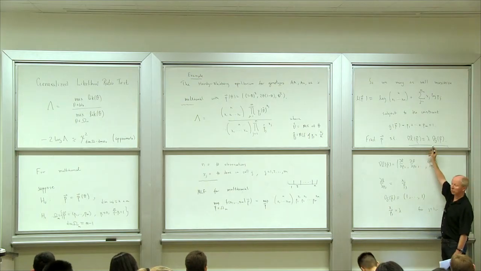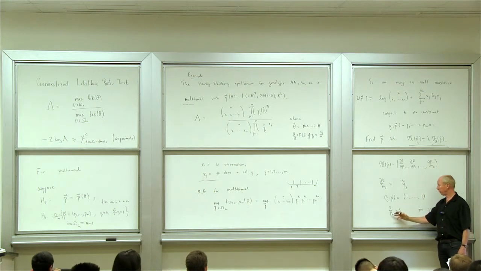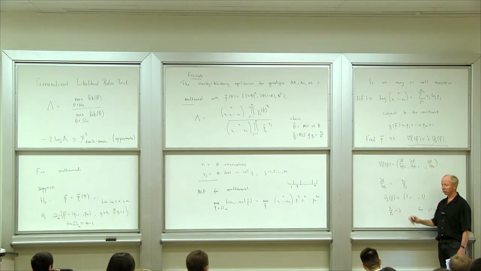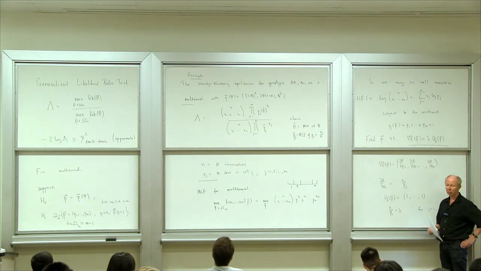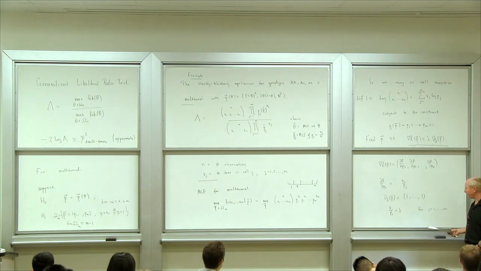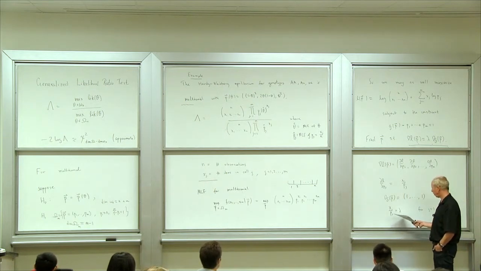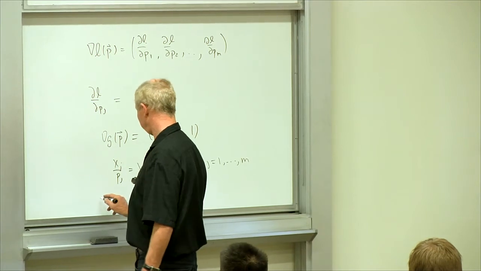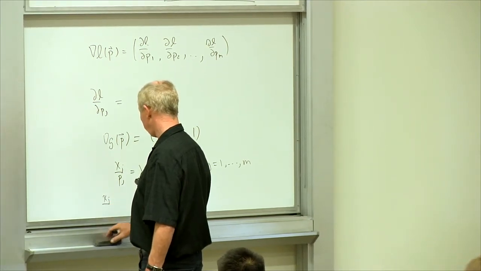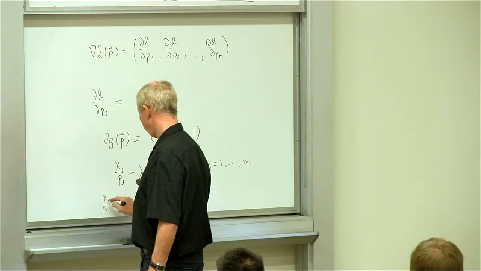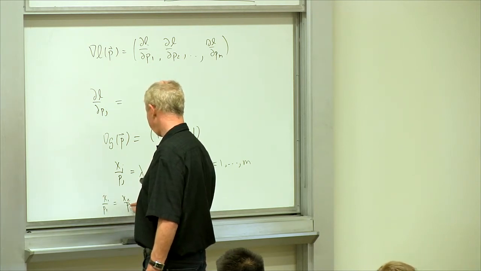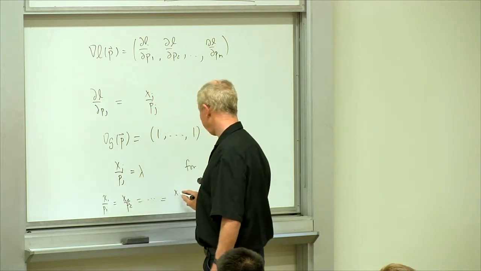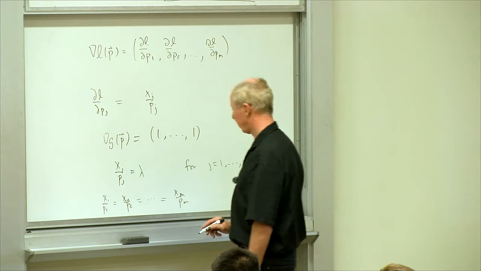That's what this says. If you find a vector p so that xj over pj is always lambda, then you found the place where the maximum occurs. And what does this say? How do we find lambda? We find that x1 over p1 equals x2 over p2 equals, and so on, equals xm over pm. Okay.